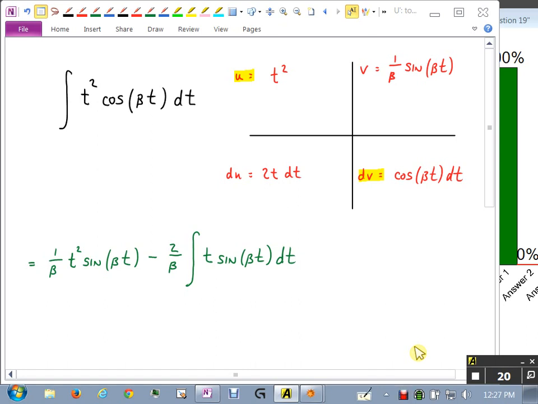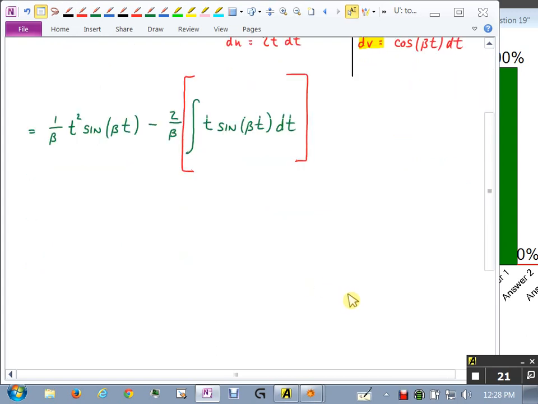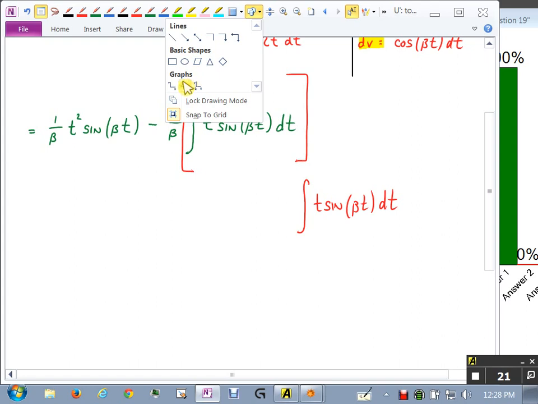All right, so now I repeat the process. Why am I repeating the process? Because I don't know what the antiderivative of t sine beta t is. So I need to do an integration by parts on this integral right here. I will focus all my attention right now on just this integral. I want to go figure out what that is, and I'm going to do it down here. I'm going to do the integral of t sine beta t dt. I set up a new integration by parts.